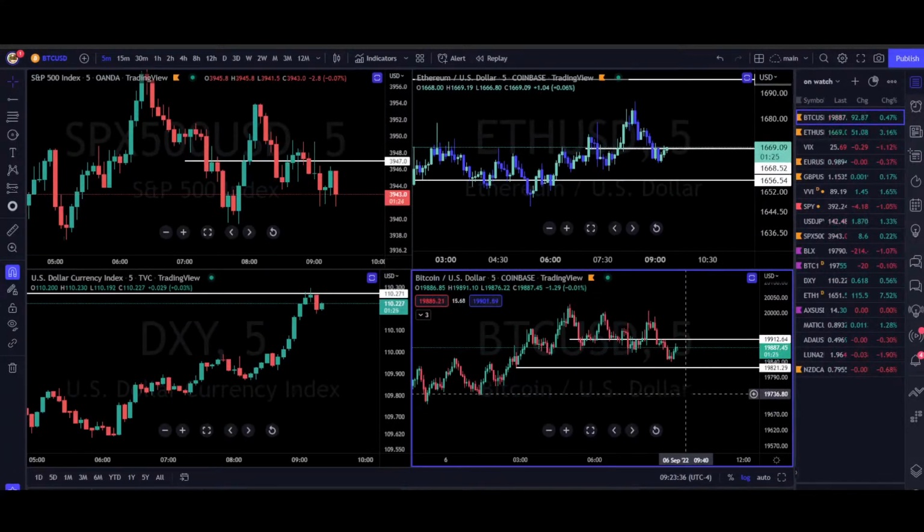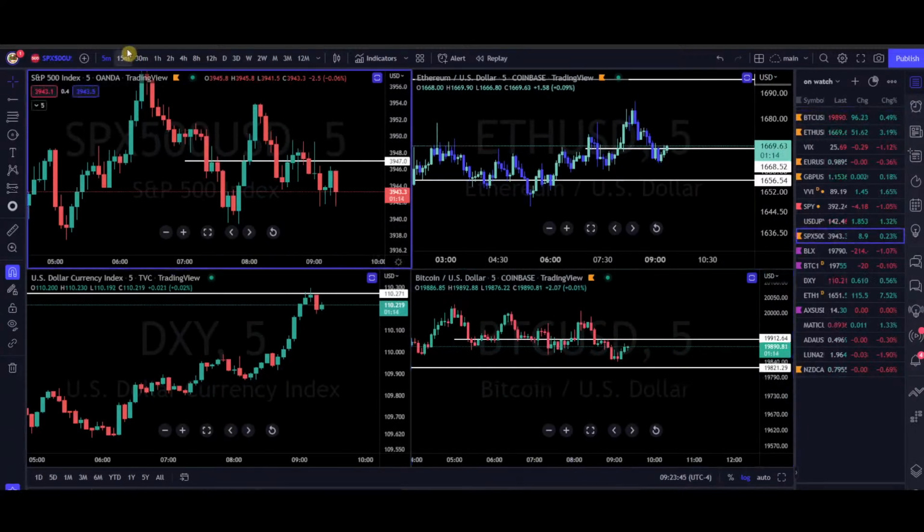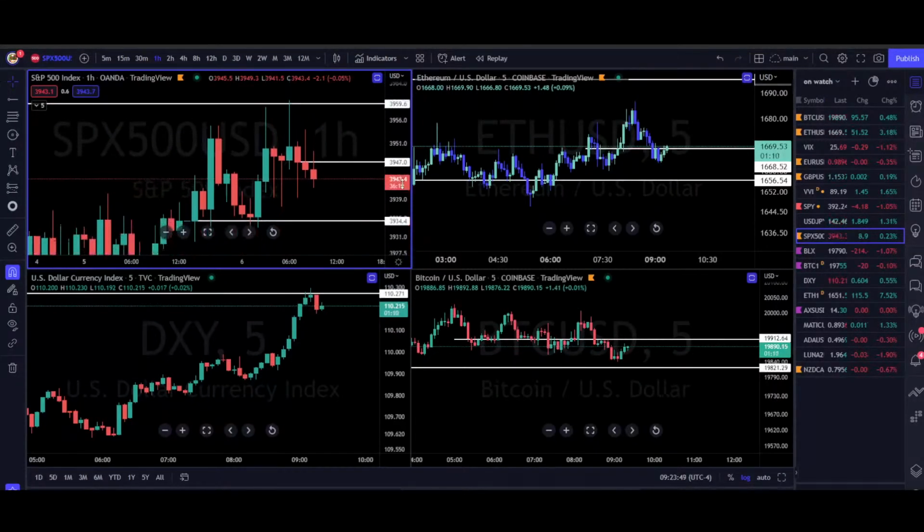Gotta love choppy sideways markets. It makes everything fun. So many wicks through here, but no actual level of support.